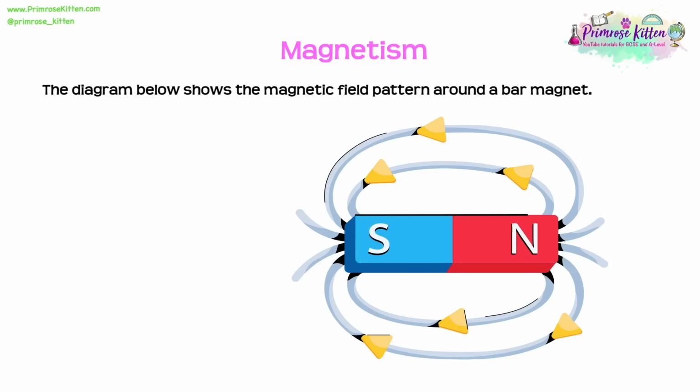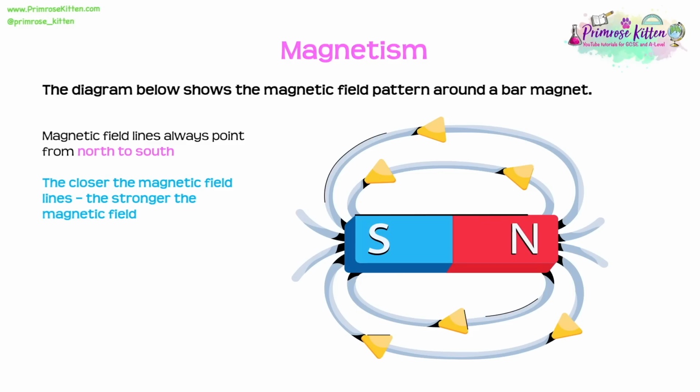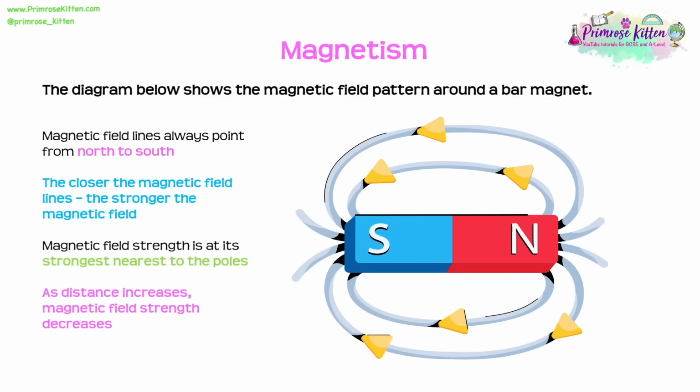We need to be able to draw and recognise the magnetic field pattern around a bar magnet. This diagram here shows it perfectly. So we will see that magnetic field lines will always point from north to south. This is really important. The closer the field lines, the stronger the field. And the magnetic field strength, you'll notice, certainly because they're closer together in this diagram, is at its strongest near the poles. As we move away, the magnetic field strength decreases.